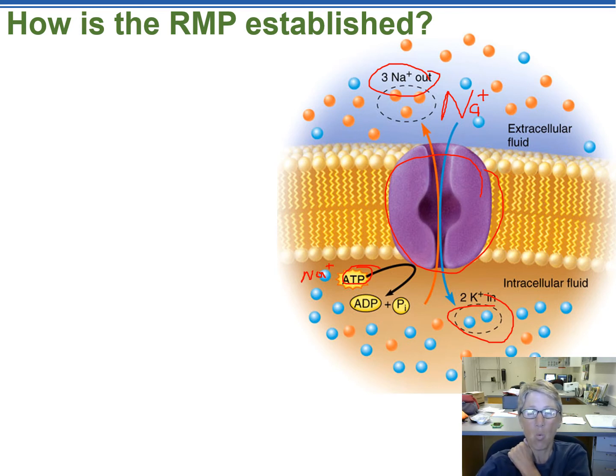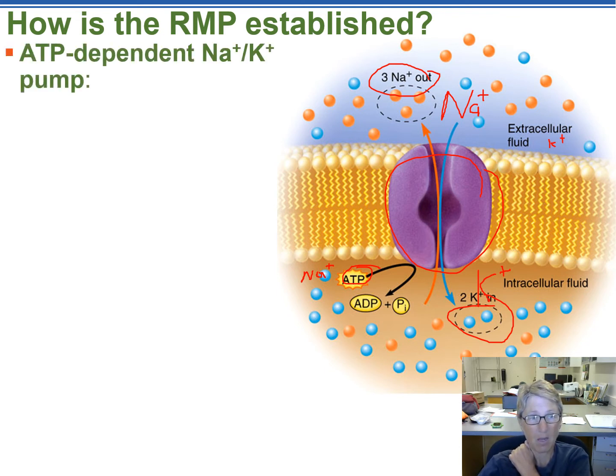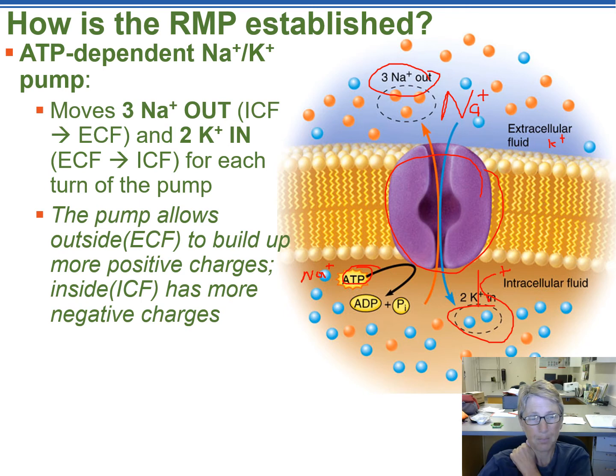If you want to get sodium to go from a low concentration to a high concentration, that's moving against its gradient. So you have to do that with a pump, and you have to spend energy to do that. That's what you do with ATP. And it's the same for potassium. If you want to pump potassium into the cell, because remember, potassium is a really large concentration in the cell and a small concentration outside the cell, if you want to pump against its gradient, you have to use the sodium-potassium ATPase. So the pump allows the ECF to build up more positive charges and the ICF to have more negative charges.